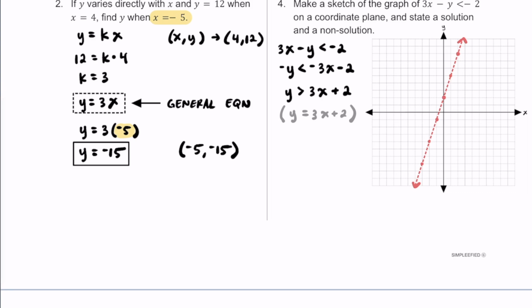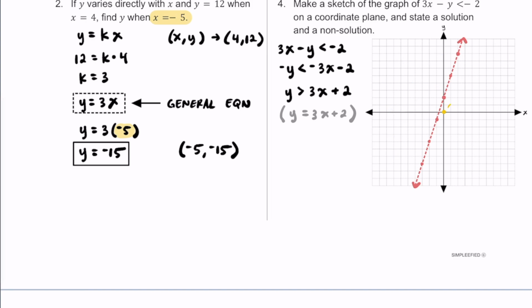Not only do we have to decide whether we have a dotted line or a solid line, but we also have to decide which side to shade of this line, because either all the solutions are going to be underneath the line over here, all of these would be solutions, or if those aren't the solutions, then everything on this side of the line would be a solution. So it's either or. Generally, what we do to test this is we test a point.